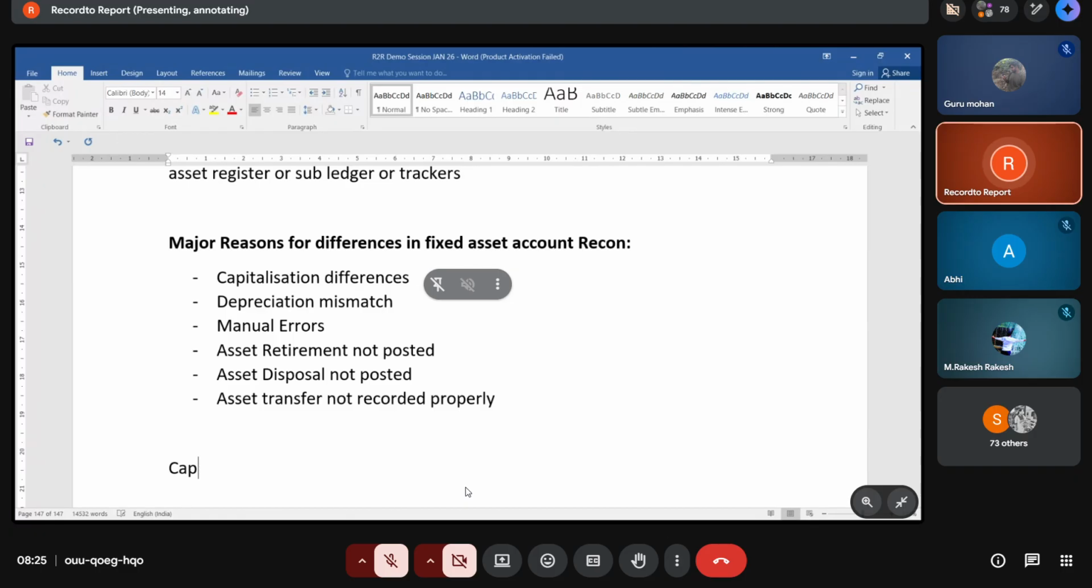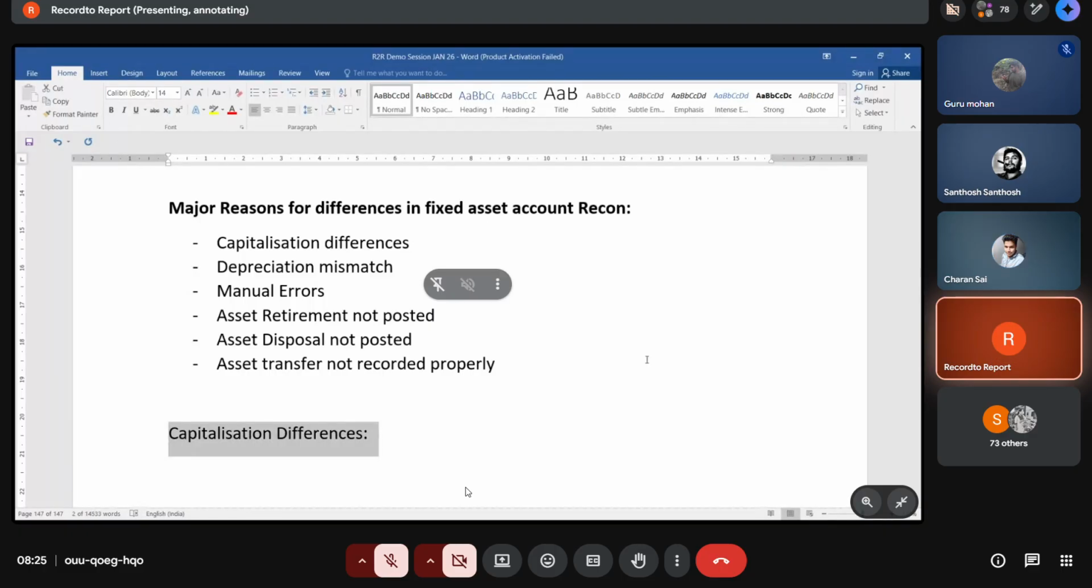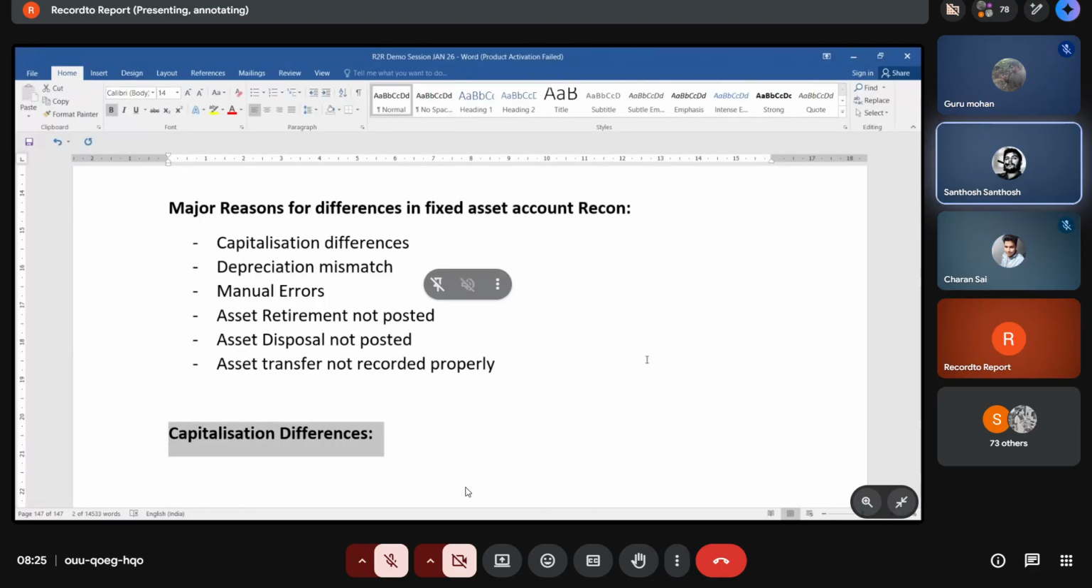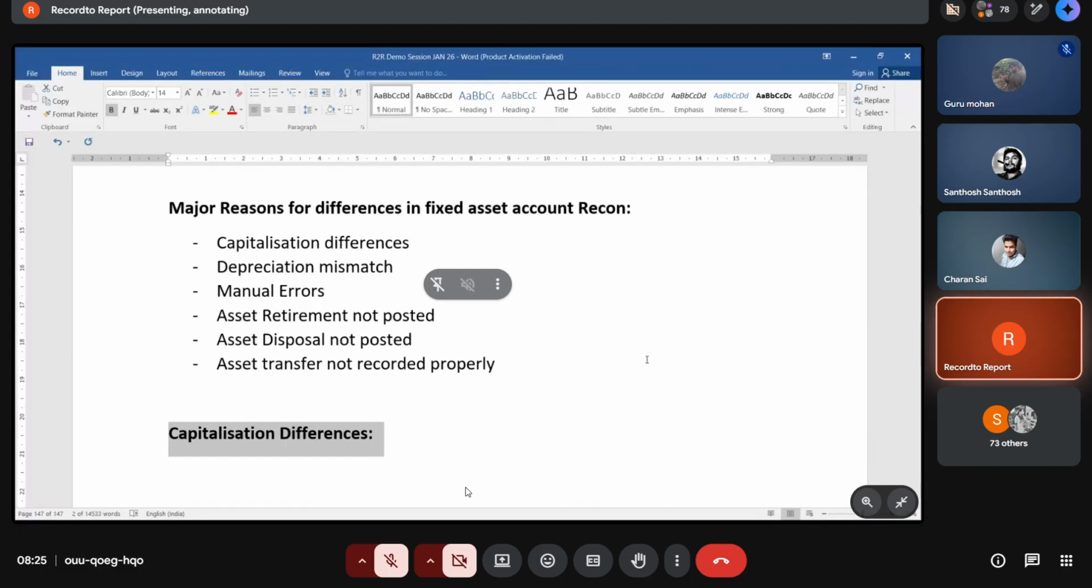So what are the differences in bank reconciliation, guys? We discussed this. What are the major reasons for differences in bank reconciliation? Bank charges, checks issued but not cleared, interest charges, check dishonor, manual errors, auto debits, auto credits.